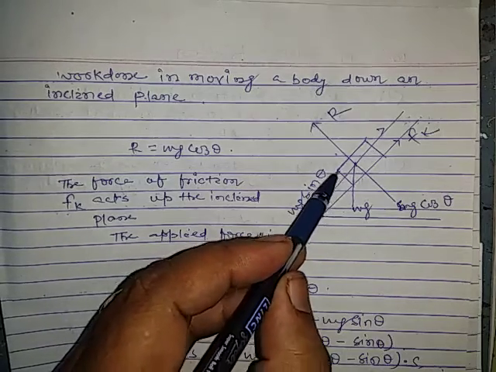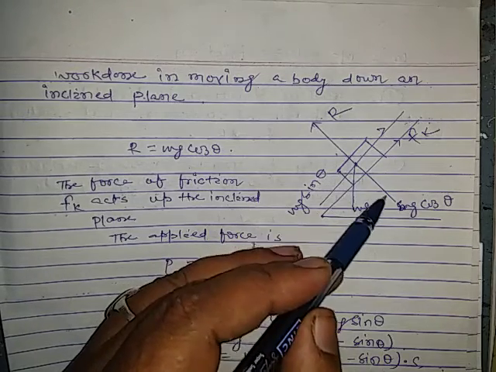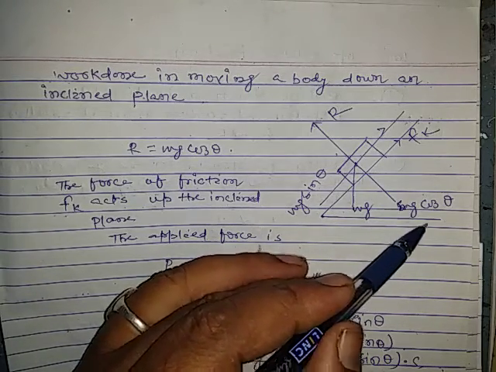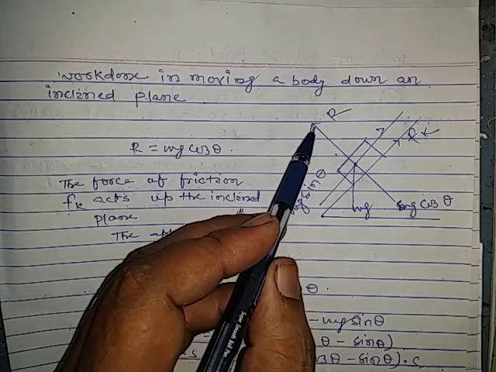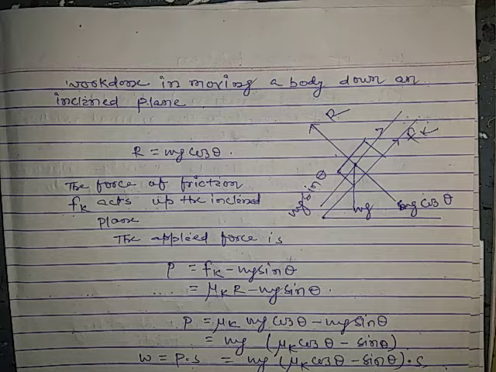At the inclination, we put a body. The weight of the body is divided into two parts. The mg cos theta is balanced by the reaction force R, and mg sin theta is balanced by the applied force.